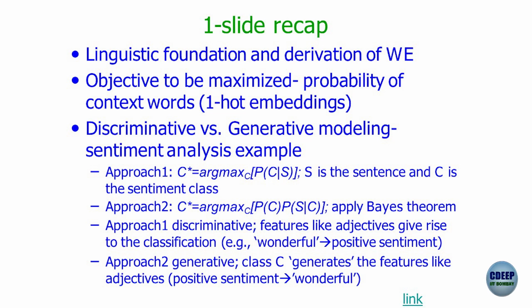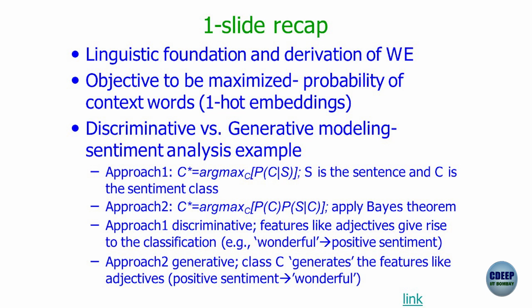Just to remind you, Y is equal to max of X gives you the value of Y. And argmax X gives you that value of X which maximizes Fx, where Y is equal to Fx, okay? So here, take that value of C which gives you the maximum probability of C given S. Approach two, you apply Bayes' theorem and work with probability of C into probability of S given C. This term is called the likelihood. This is called the prior probability. And this whole thing, this product divided by probability of S, is the posterior probability. This is because of the application of Bayes' theorem.